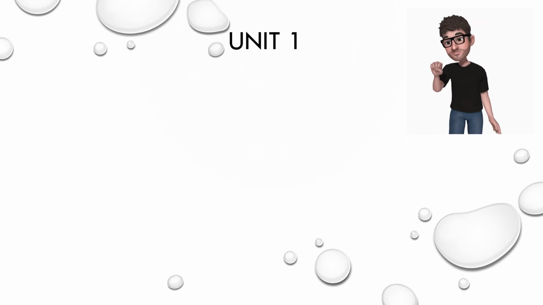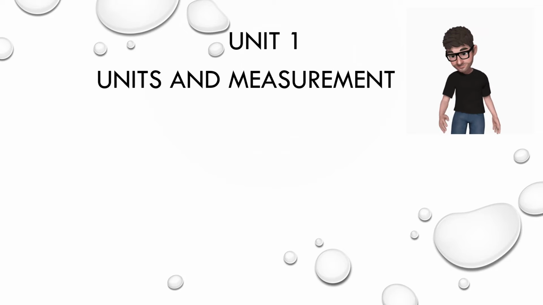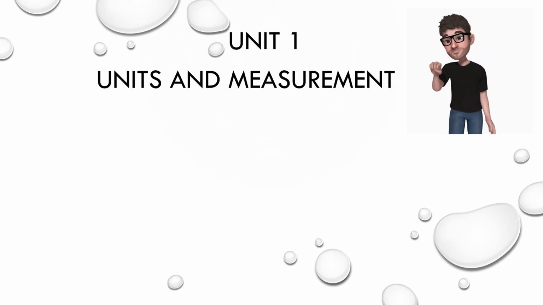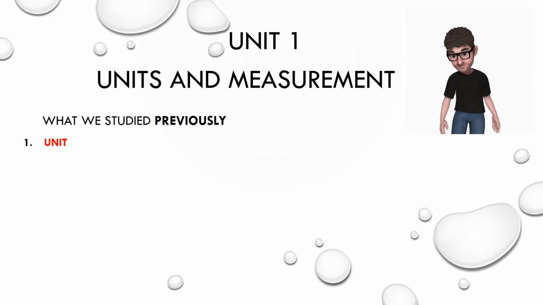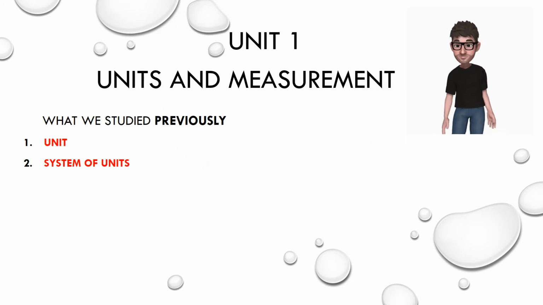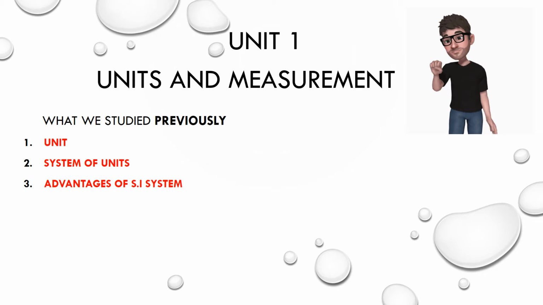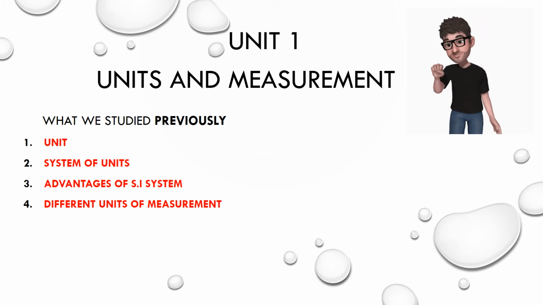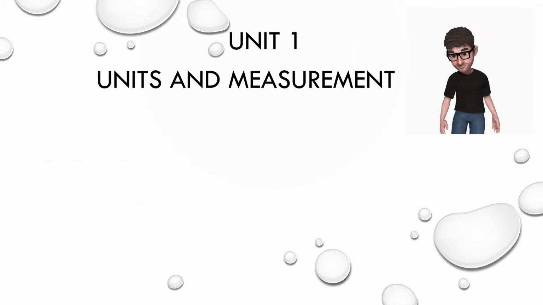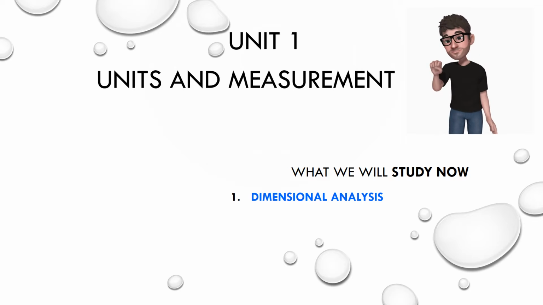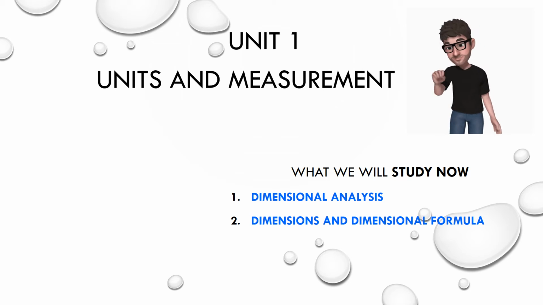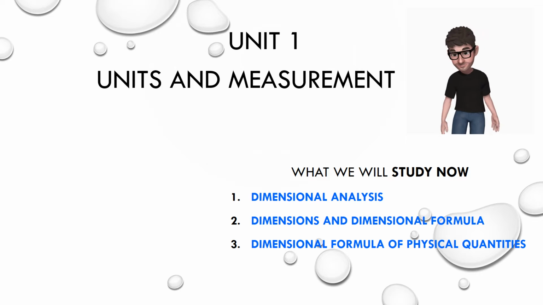Knock knock. So, we are doing unit 1 of grade 11 CBSE syllabus. The unit is called units and measurements. In the last one, we studied what is a unit, system of units, advantages of SI system, and the different units of measurement. And now what will we study? We will study dimensional analysis, dimensions and dimensional formula, and dimensional formula of physical quantity.